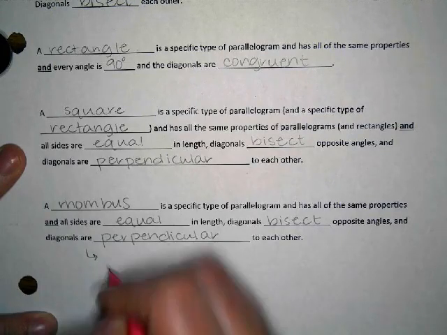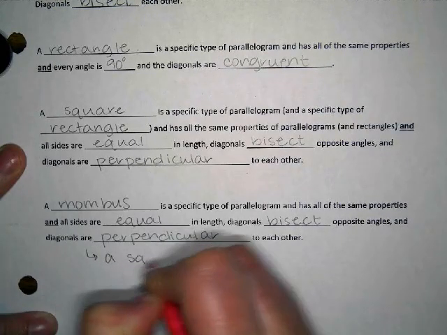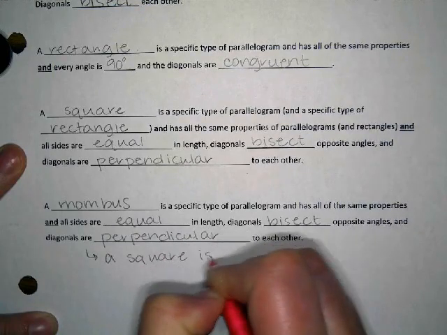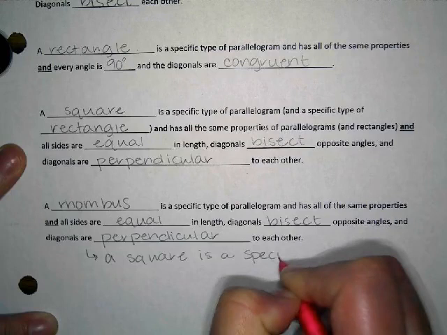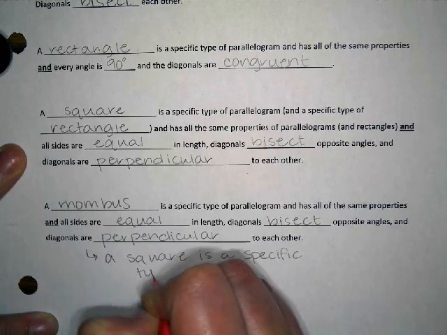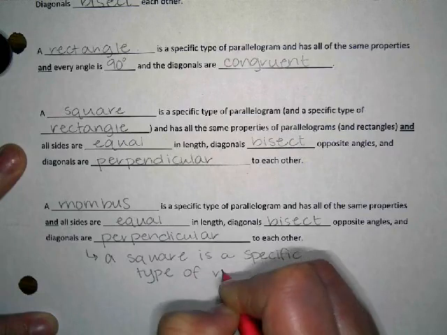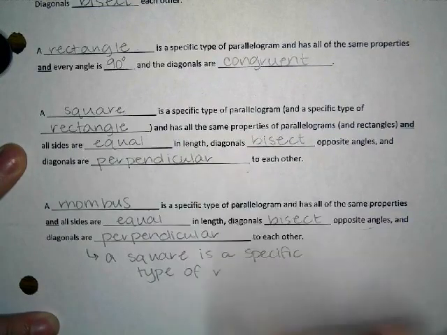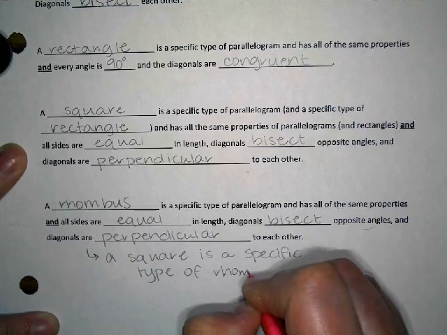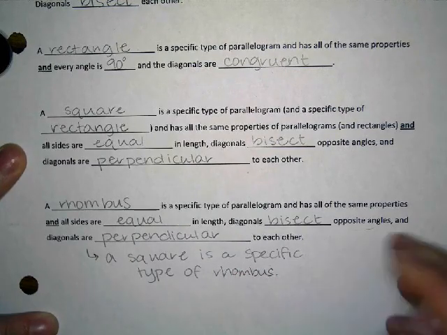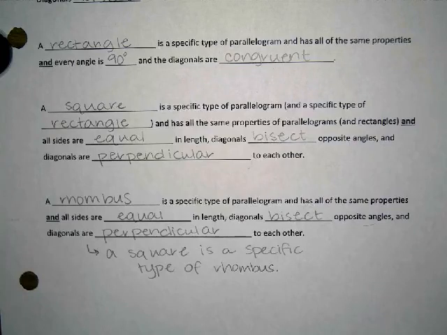I didn't type this, but a square is a specific type of rhombus. So in my head, I always think of a rhombus as a square that's been slanted, like you took a square and you knocked it over, but it didn't fall down. But really, it's just saying that a square is a rhombus that's been pushed upright, basically.